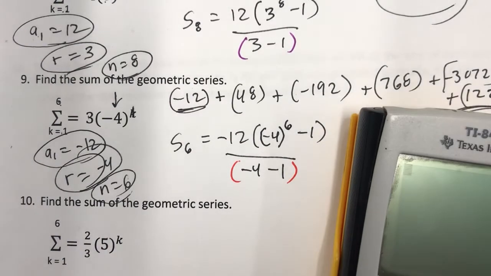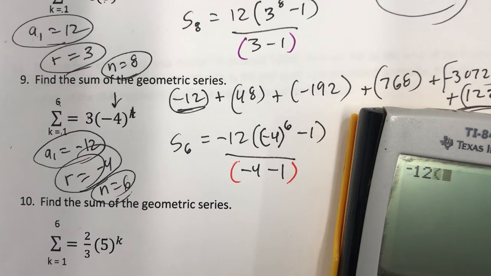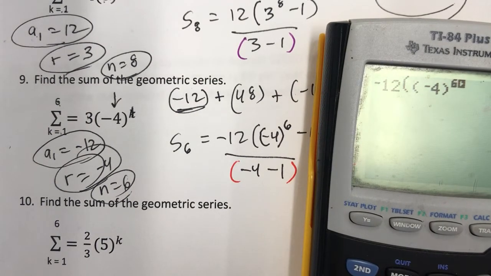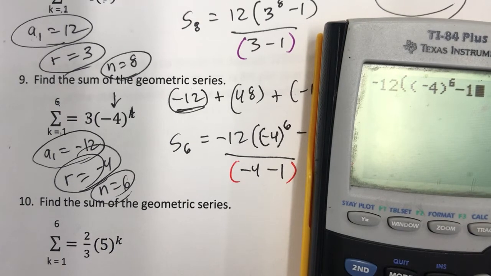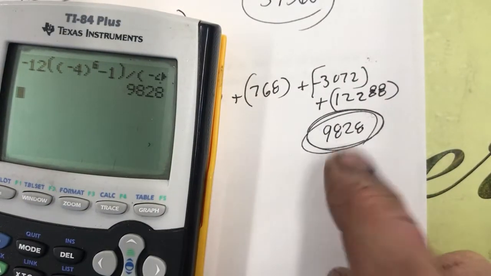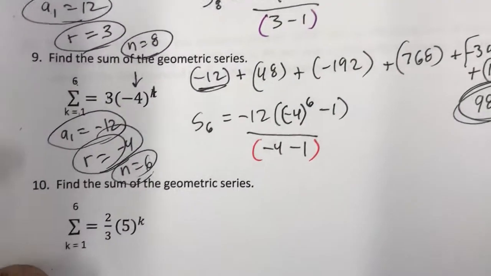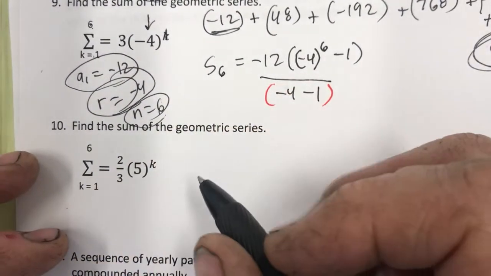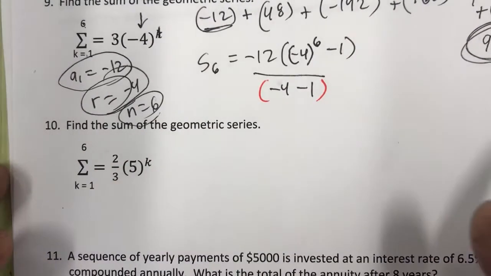So let's try it. Negative 12, double parentheses, and negative 4 to the 6th power minus 1 divided by negative 4 minus 1. And I got 9828. Look at there, man. 9828. Okay. Number 10. All right, so we'll just do this the normal way. We're not going to do it both ways this time.